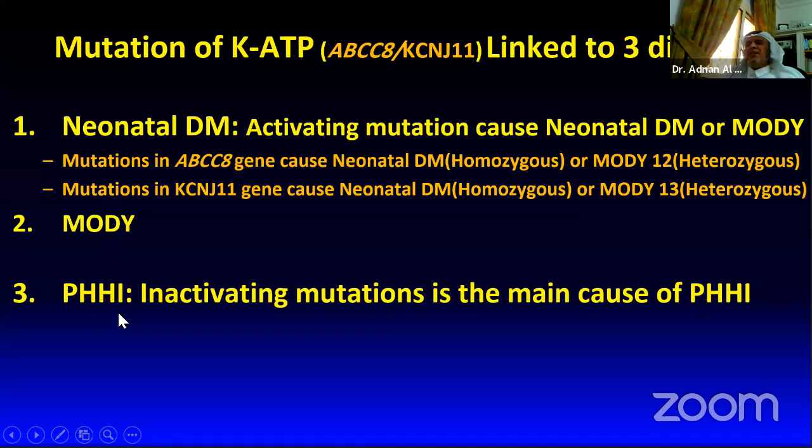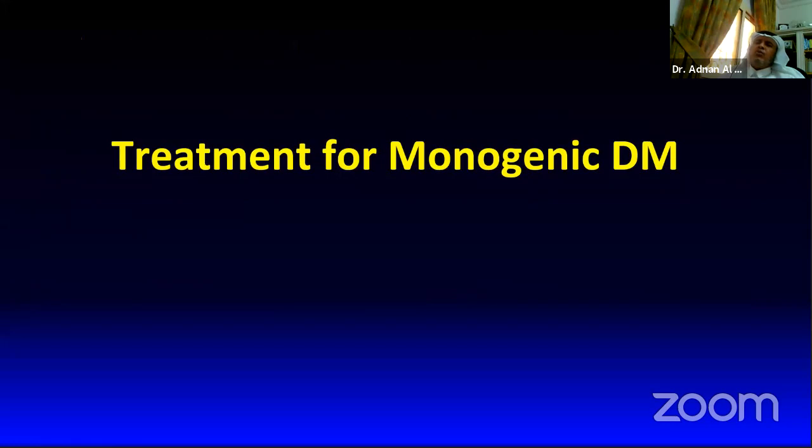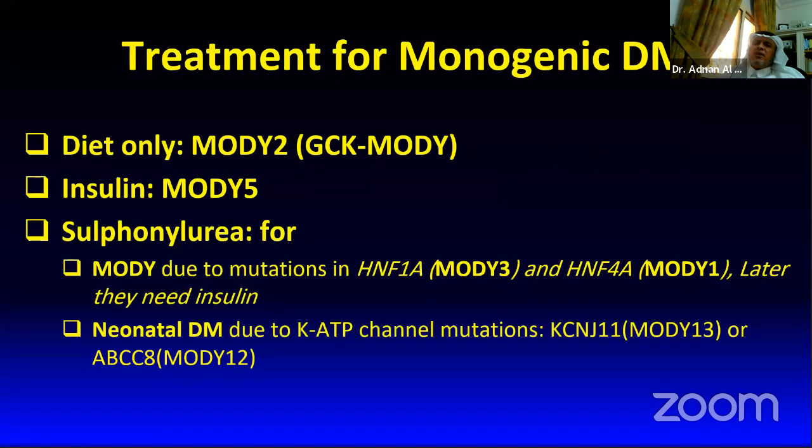If it is an inactivating mutation, then, very interestingly, it will cause hypoglycemia, or what they call nesidioblastosis or congenital hyperinsulinism. So how to treat monogenic diabetes? It's different according to the type. MODY2 will need diet only. MODY5 will need insulin, while MODY3 and MODY1 will respond very well to sulfonylurea, and also neonatal diabetes secondary to ATP channel mutation will respond very well to sulfonylurea treatment.